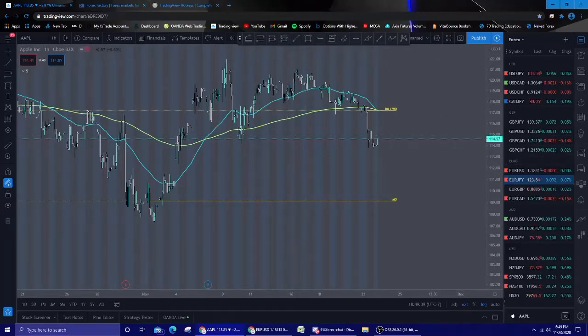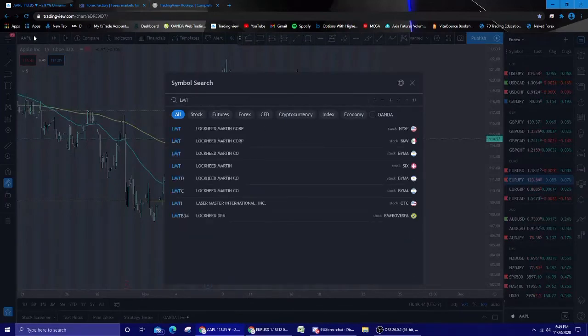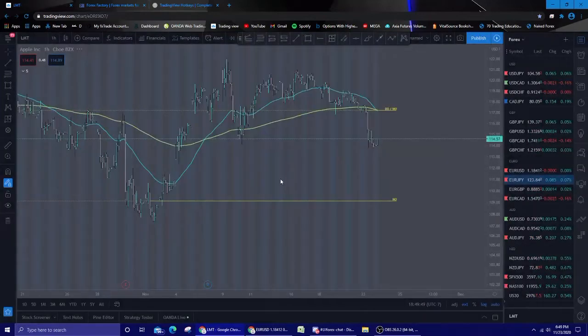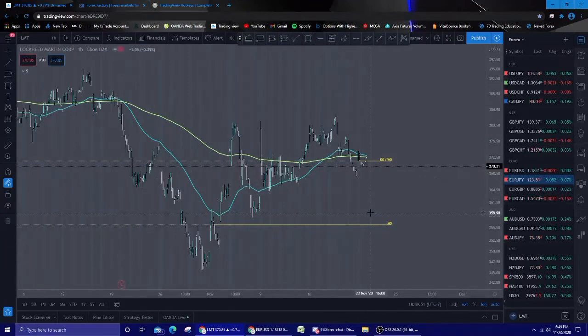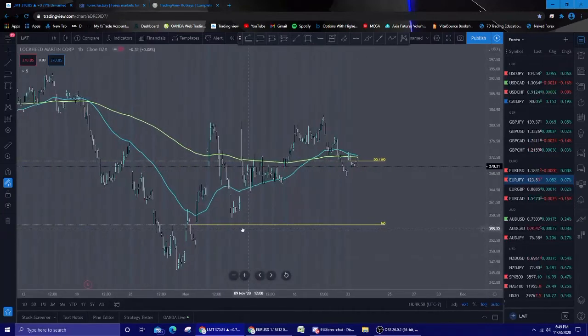We'll kind of back test it a little bit more. LMT. I don't think I've ever heard of that. Oh, Lockheed Martin. Okay. I didn't know that was the symbol for it. All right. So what do we see here?